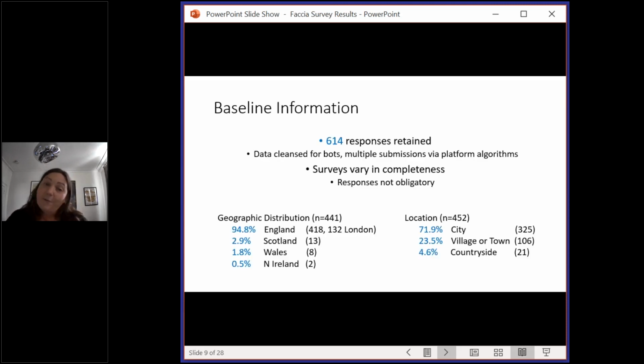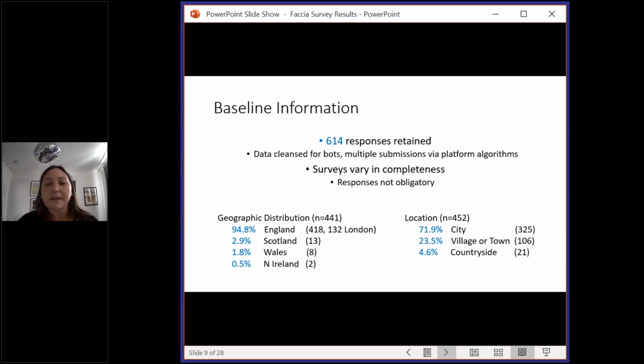So our baseline information here: we received more than 614 responses, but that's how many we kept. Some of them were quite incomplete. They didn't really hold meaningful data. But we cleansed the database for bots and multiple submissions, via the platform algorithms and by reviewing what it had flagged. And surveys varied in completeness.